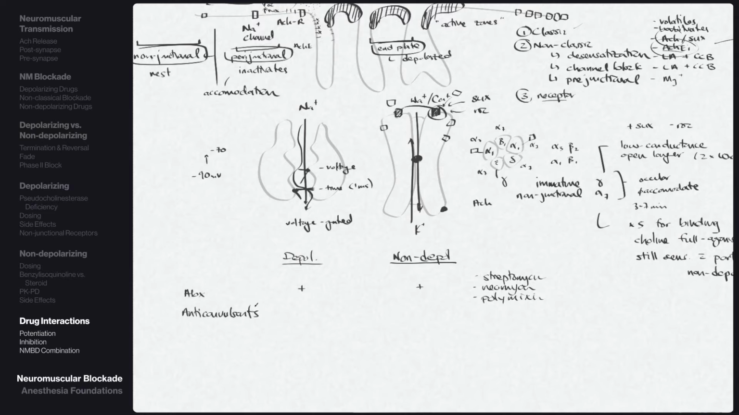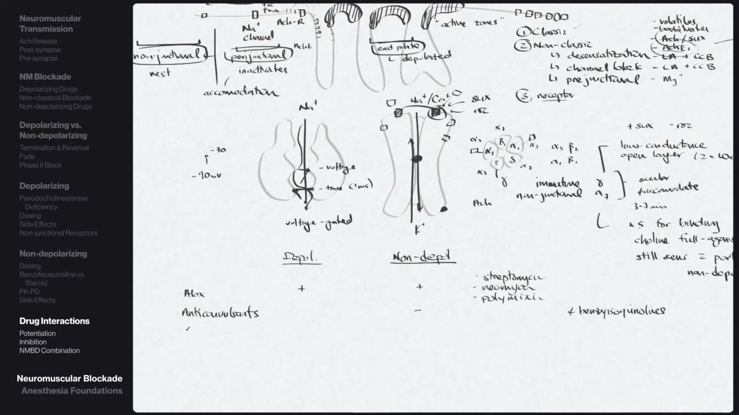Now as well, anticonvulsants, which we've mentioned before, can inhibit non-depolarizers, especially through enzyme induction that speeds up liver metabolism of our non-depolarizer. I'll just make a note that this is not related to benzylisoquinolines, because benzylisoquinolines are metabolized by ester hydrolysis and Hofmann elimination in the blood, and so are unrelated to the idea of liver metabolism.